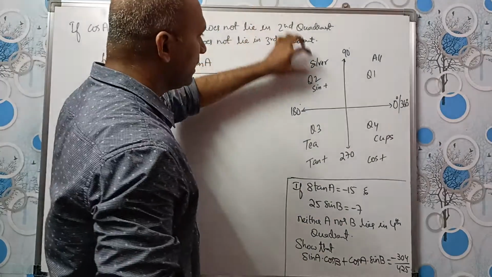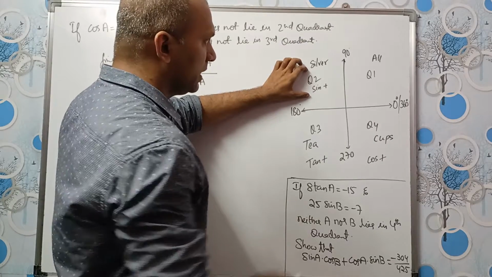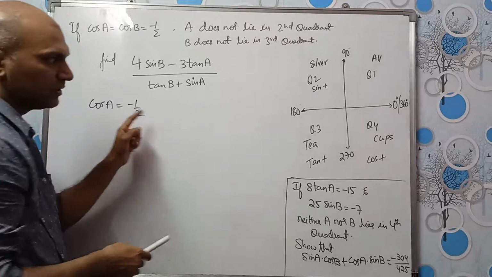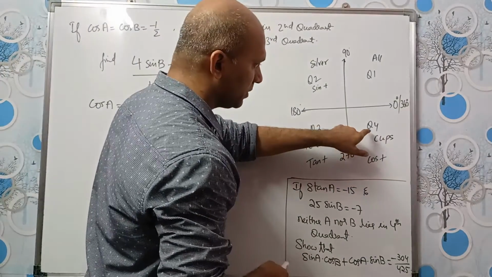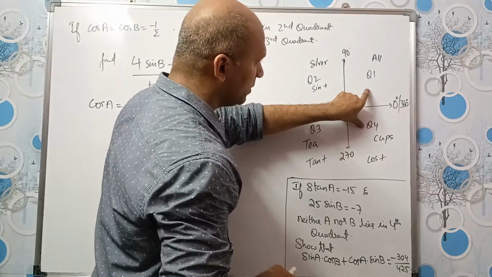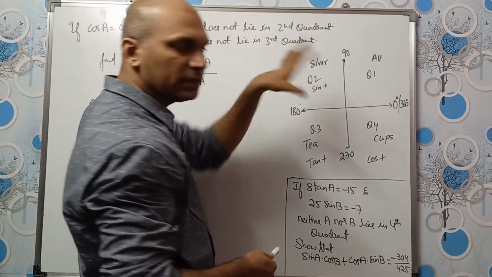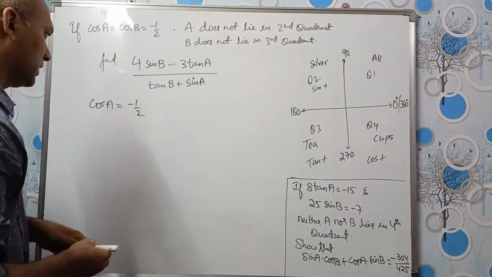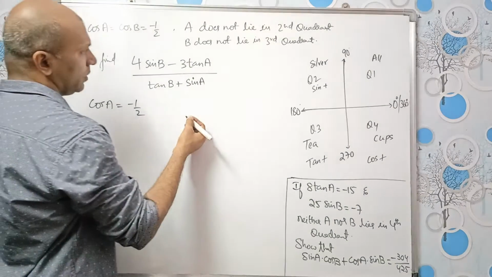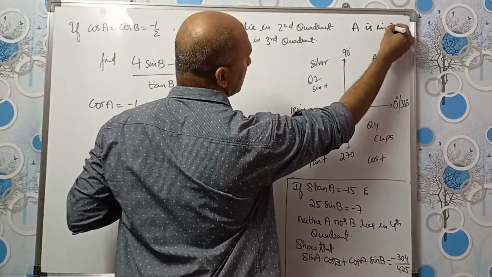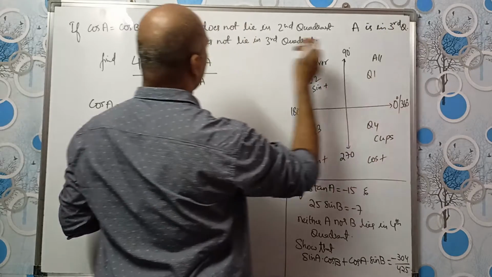See, A does not lie in the second quadrant. Here all are positive, but we have cos negative. So here cos is positive, here positive, and it is clearly mentioned that A does not lie here, which means A lies here in the third quadrant, right? Okay, so A lies in the third quadrant. Let us write here, A is in third quadrant.